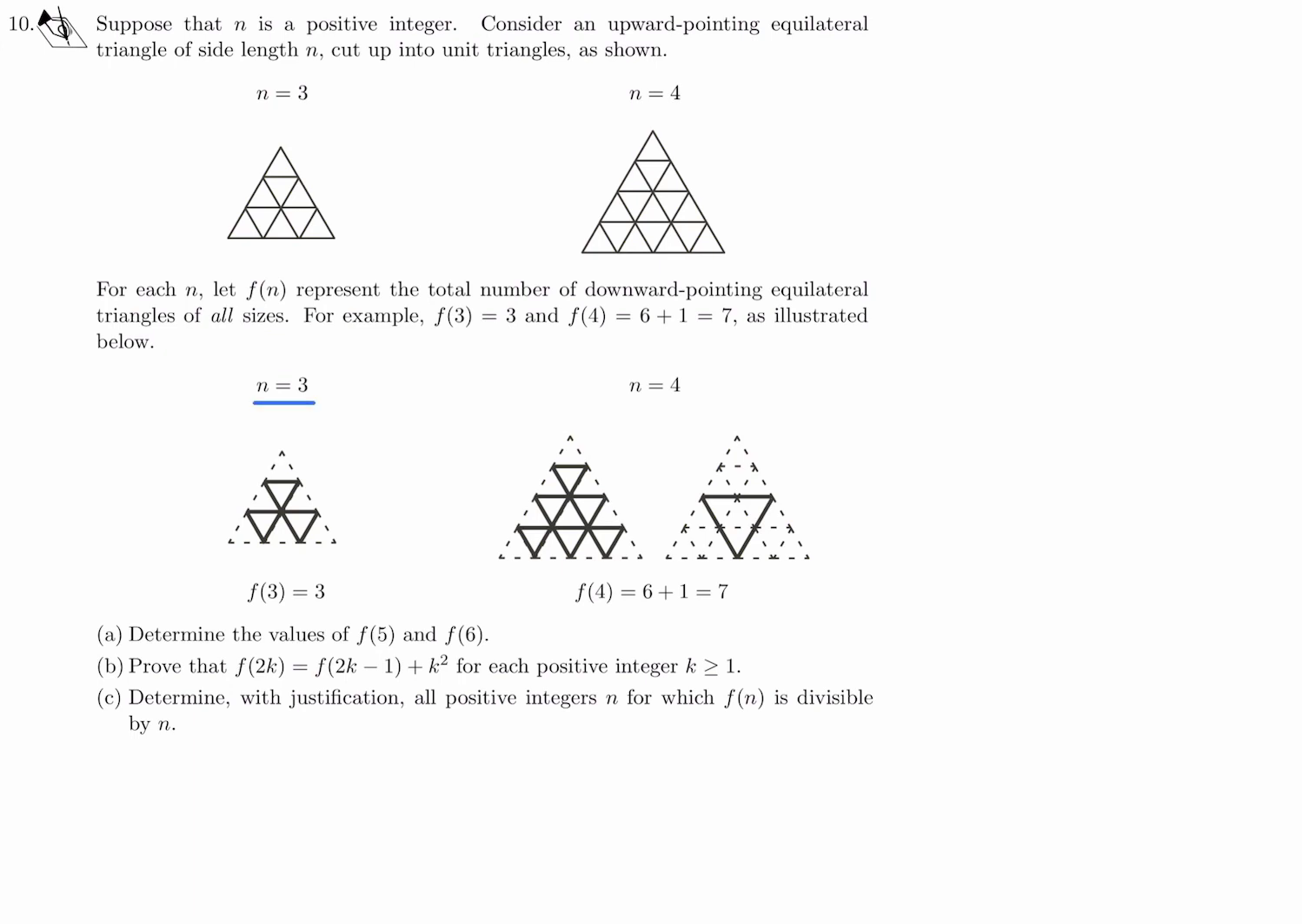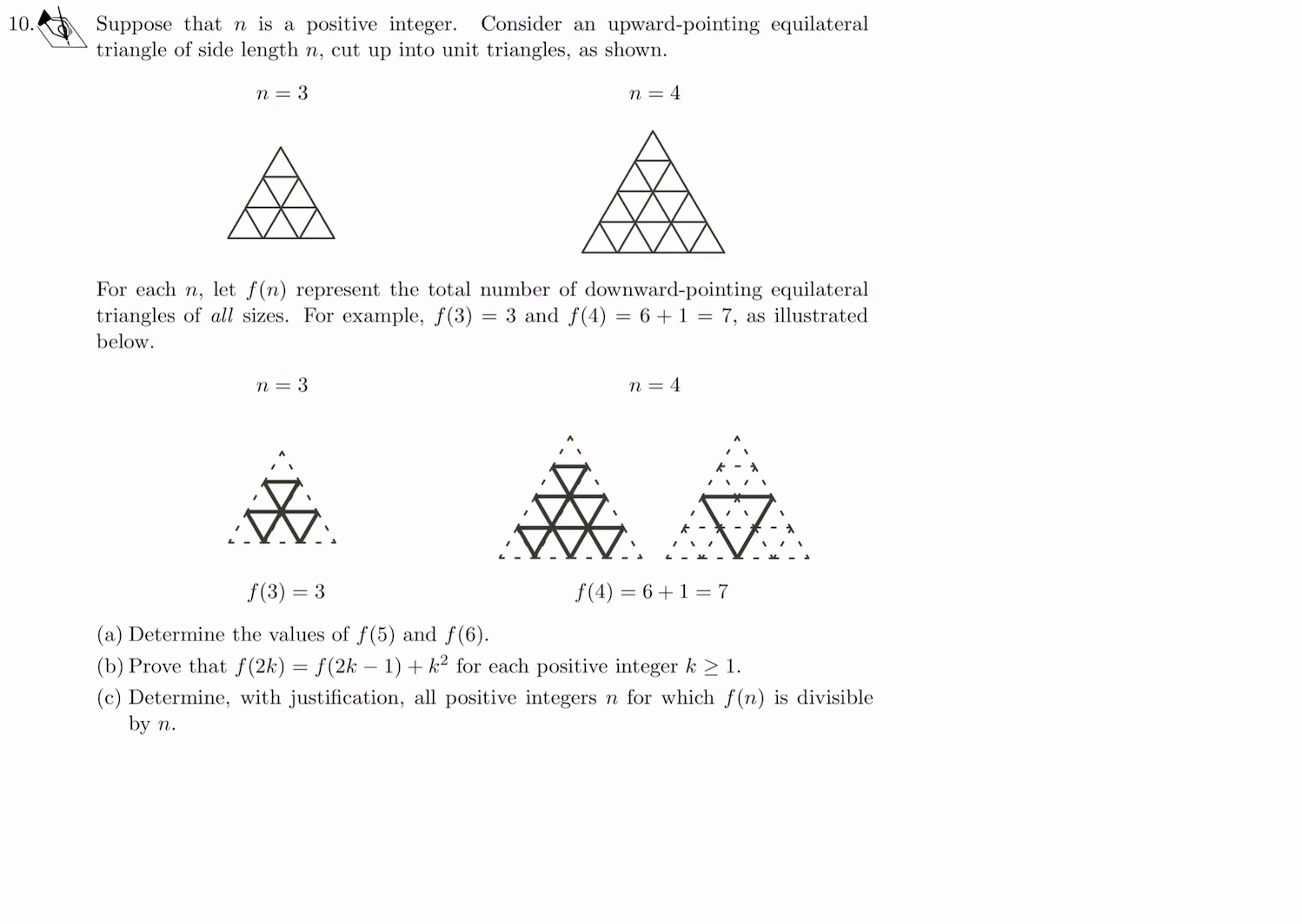The first is when n is 3. So that means that you've got 3 small unit triangles. That's what that means, n equals 3. And that's how they make the big triangle. And then the downward pointing you can just count, because this is a fairly small number. For n equals 4, it's pretty much the same thing. You can count the small guys, and those are illustrated.